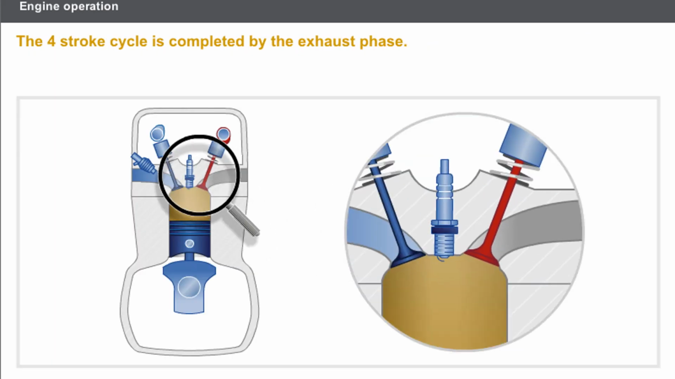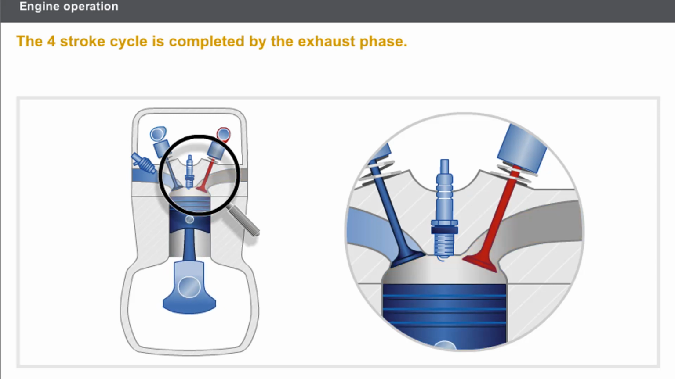The 4-stroke cycle is completed by the exhaust stroke. Once the piston has reached the bottom dead center, the exhaust valve opens. The piston ascends and drives out the burnt gases. The inlet valve is still closed. When the piston returns to the top dead center, the exhaust valve closes and the cycle starts again.